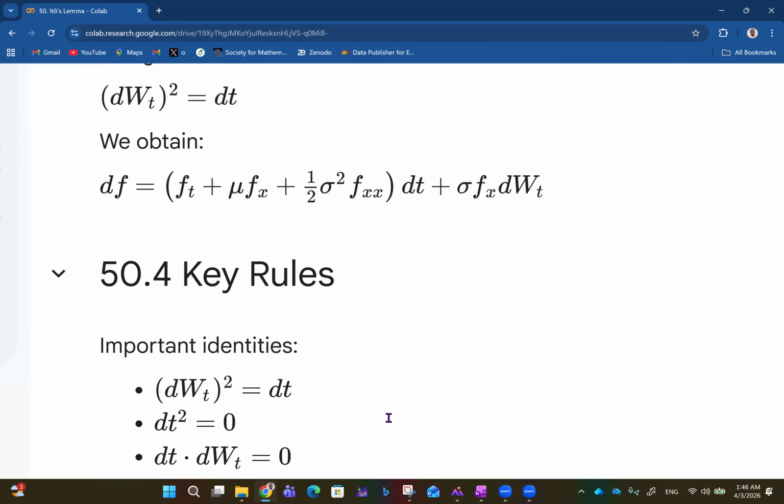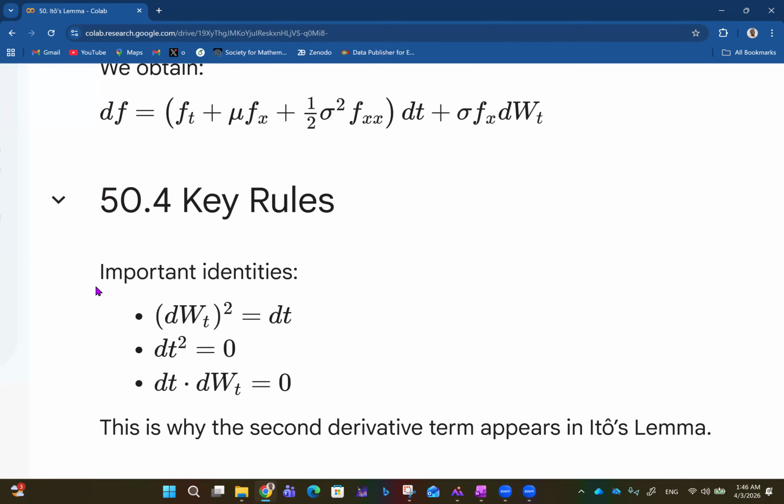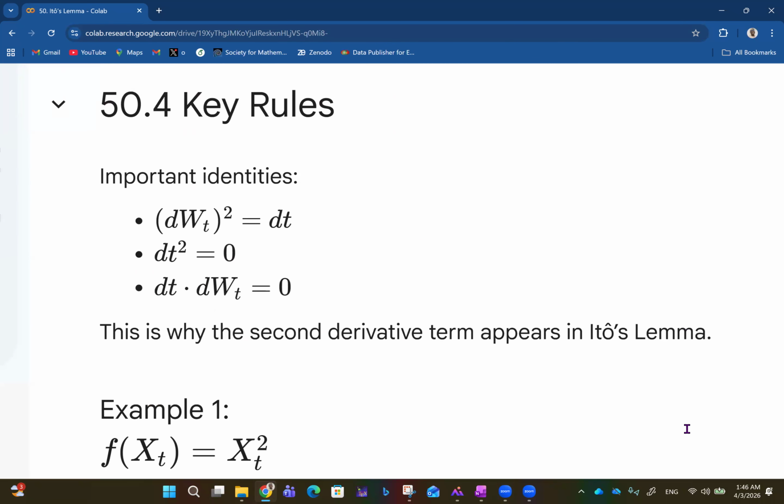Okay, so some key rules here now. Some important identities: dW_t squared is dt, dt squared is 0, and dt dW_t is 0. Of course, if dt squared is 0, that means dt is negligible itself, so dt multiplied by dW_t will be 0. This is why the second derivative term appears in Ito's lemma.